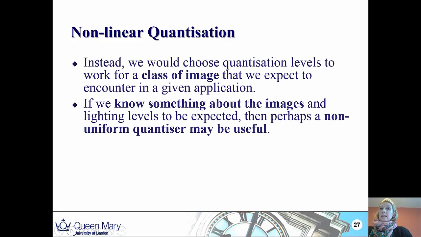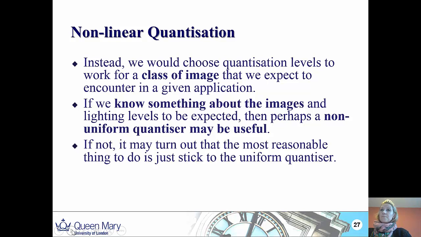So we can choose quantization levels to work for a certain class of image that we would expect to encounter in an application. So if we know something about the images in advance, and we know that certain lighting levels may or may not be expected, then a non-uniform quantizer may be useful instead. Okay, so we can exploit the information that we know about the image or the data that's being communicated in order to decide the way in which it should be coded in preparation for its communication.